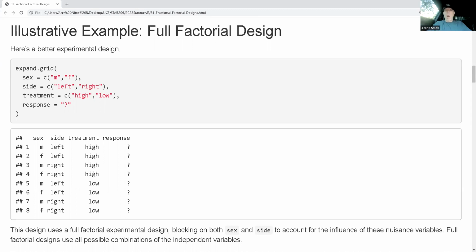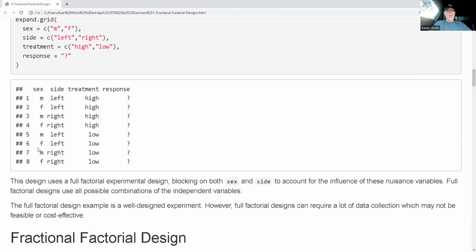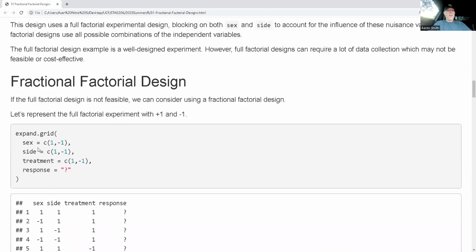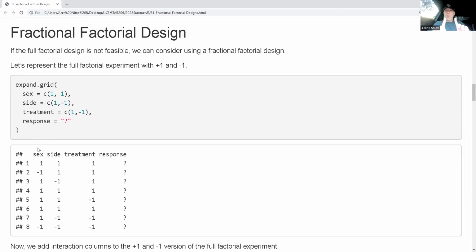And that'll give us all possible combinations. If I look through here, I have all 8 possible combinations of sex, side, and treatment. So this is a good, well-designed study. And this sets it up so that with as little data collection as possible, I'll get as much information as possible. All right, so now let's go ahead and convert this over to plus and minus ones.